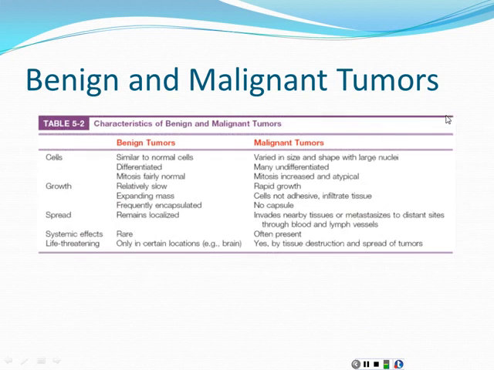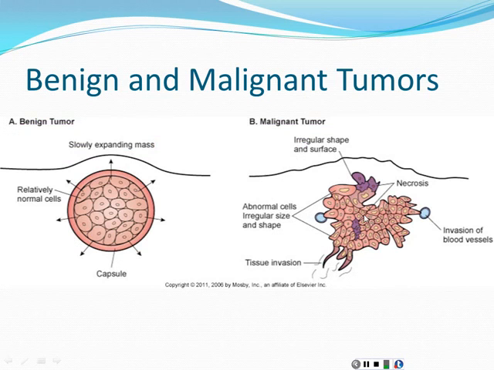So malignant and benign: the cells in the benign are similar to normal, while in the malignant they vary in size and shape. Benign tumors tend to grow very slowly. The mitosis is fairly normal; in other words, the rate is fairly normal. But in cancer cells, mitosis is happening very quickly, and the cells don't even really get a chance to mature before they're already dividing again, which is part of what makes them so abnormal.